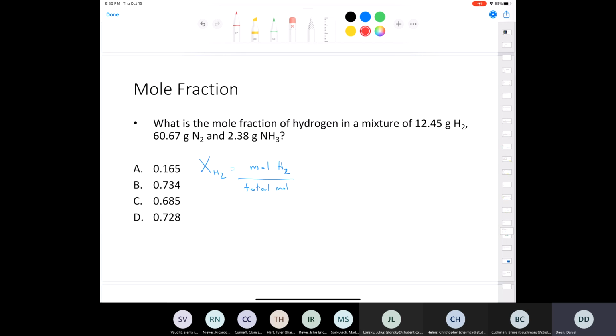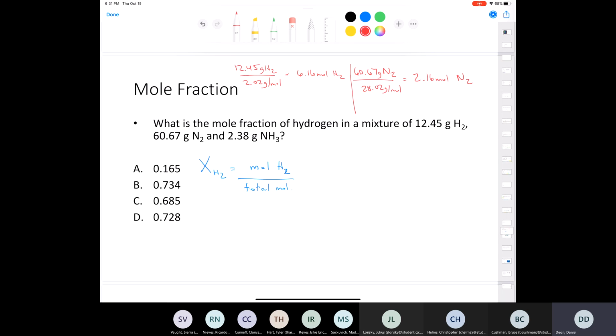If you're thinking all I have to do is take these masses, like 12.45 grams of hydrogen, and divide that by the molar mass of hydrogen, which is 2.02 grams per mole, and I end up with 6.16 moles of H2, you'd be absolutely right. So there's hydrogen. We do the same thing for nitrogen. 60.67 grams of nitrogen, and the molar mass of nitrogen is 28.02 grams per mole. And we end up with 2.16 moles of nitrogen.